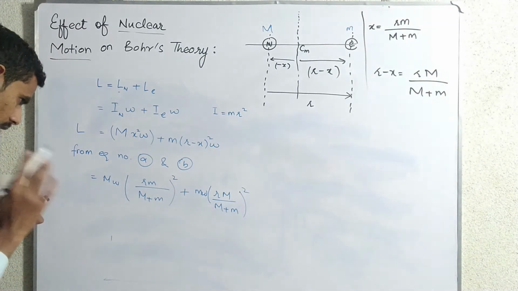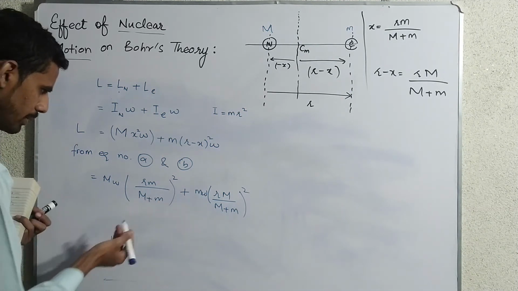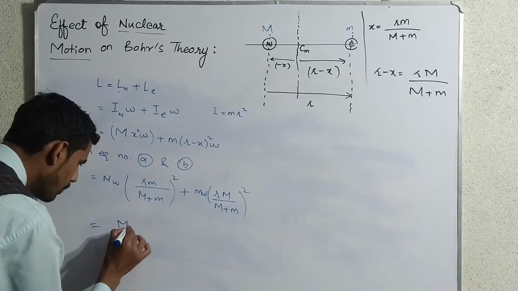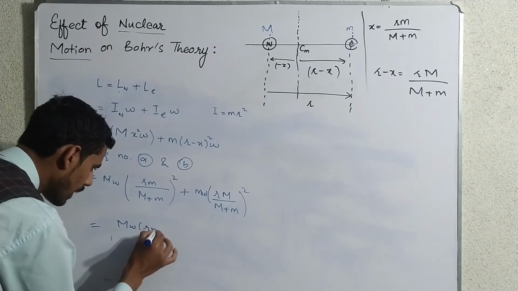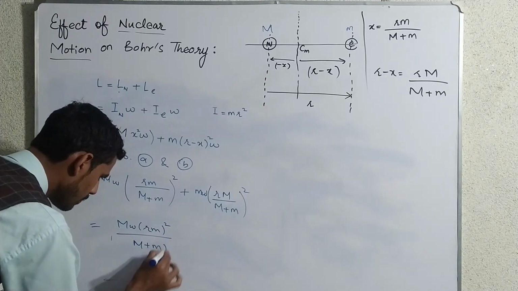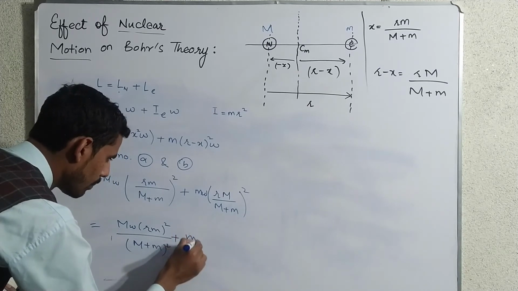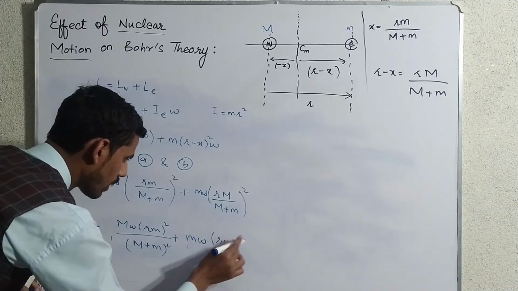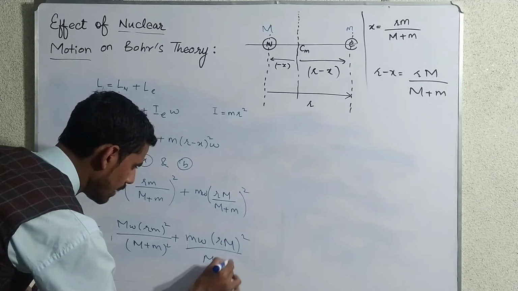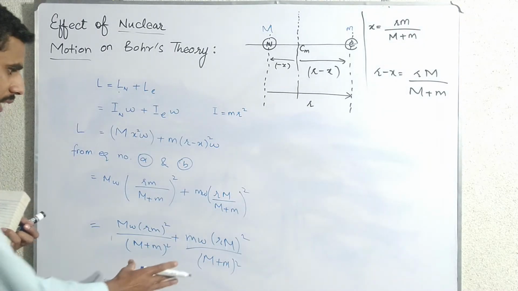So now what we are going to do, we are going to take common things, and it will be m omega r m square over m plus m square plus m omega into r capital M square over m plus m square. Okay, so now we are going to take the common things and we are going to solve this equation.